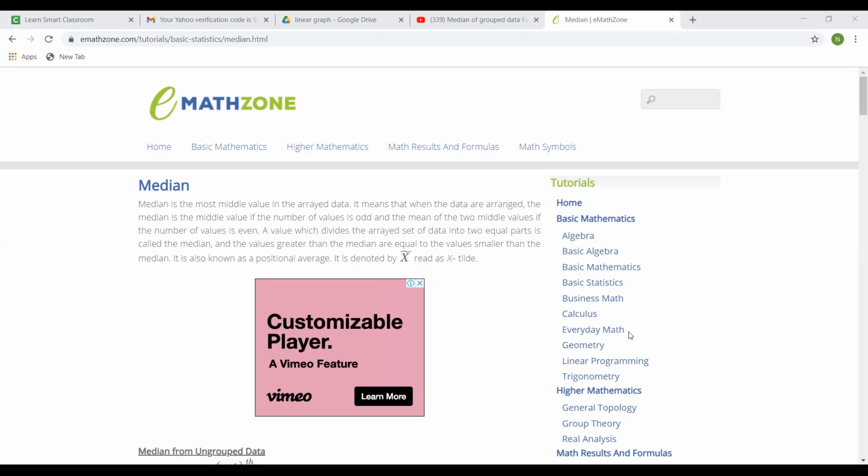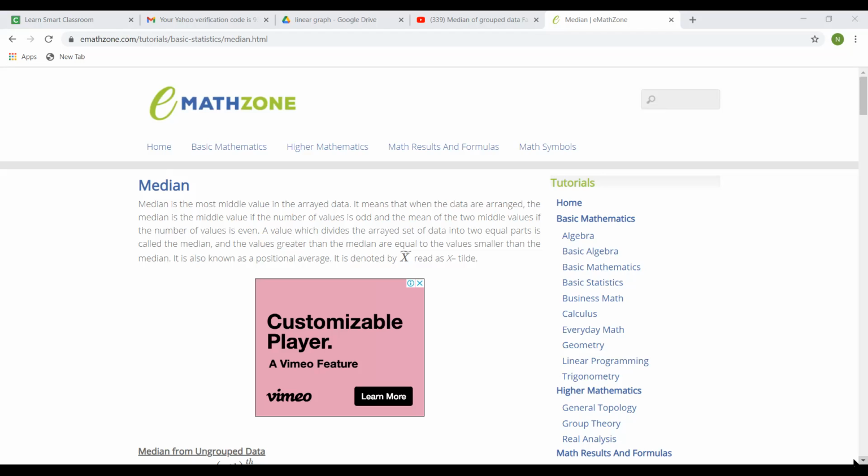When the data are arranged, the median is the middle value if the number of values is an odd number, and the mean of the two middle values if the number of values is even. Means if the number of observations is even, the median is calculated by finding the average of the two middle values. If the number of observations is odd, we pick the midpoint value of the data, which is called the median of the data.